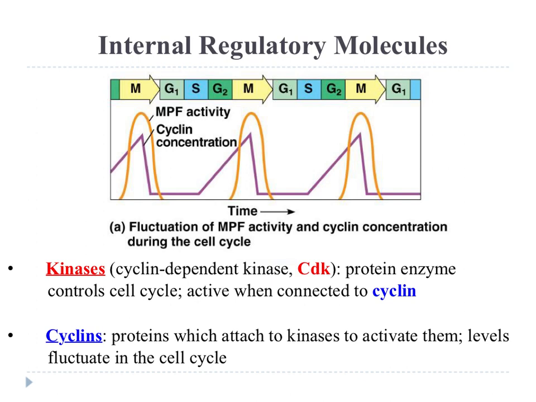Kinases are another type of regulatory molecule that you've heard of before. In particular, one is called cyclin-dependent kinase, or CDK. This is a specific kinase molecule, and these are protein enzymes that control the cell cycle. They're activated with the cyclin, so the kinase and the cyclin work together. Cyclins are proteins which attach to the kinases to activate them, and the levels fluctuate within the cell. Basically, if you have high cyclin, you're going to have high kinase activity. They go together that way.